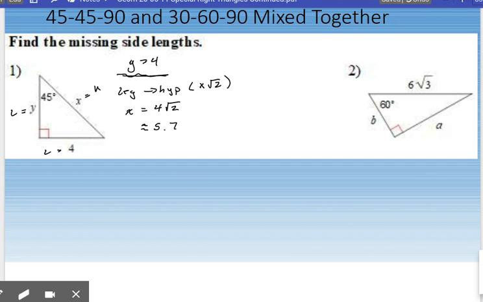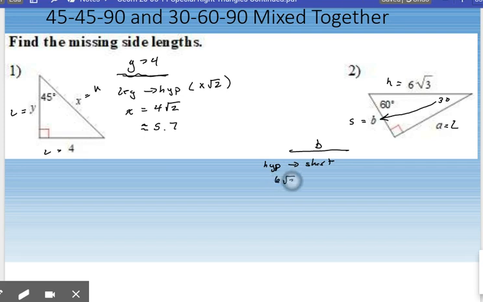Now, the 30, 60, 90 is different. Okay, that's what we've been working on. Remember, you got to find the short side all the time. There it is. Okay, I have the hypotenuse, and this is the long side. Okay, so we got to go through the short first. So we're going to get B. And we're going hypotenuse to short. Hypotenuse to short. Remember, we're going to divide by 2.